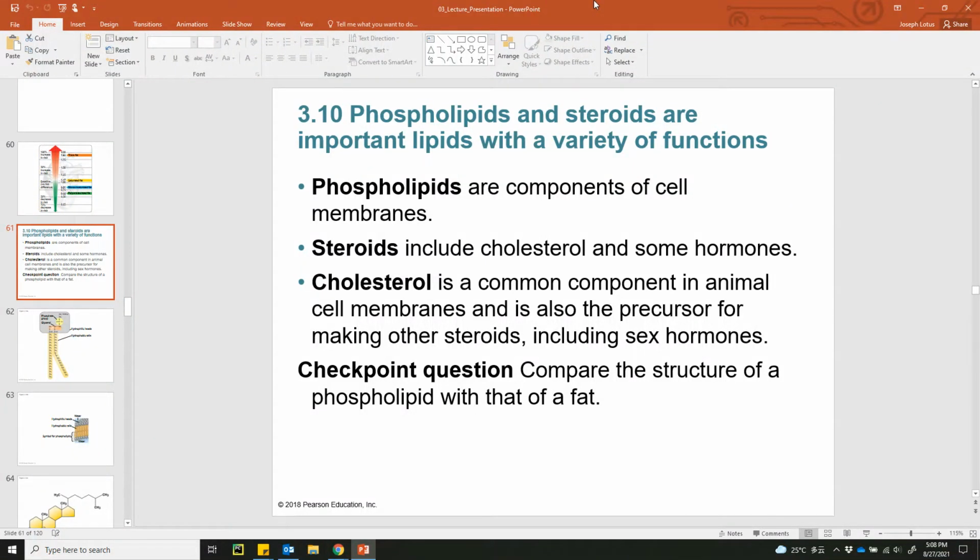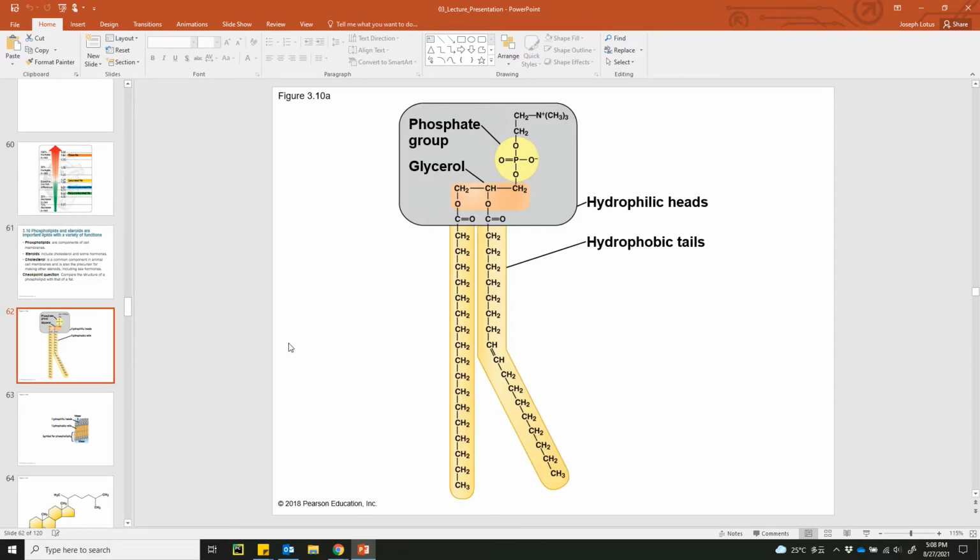There are other types of lipids as well. Phospholipids are a type of lipid that we find in all cell membranes. And here's a picture of a phospholipid. You can see that the phospholipid is in some ways really similar to a triglyceride. However, instead of having three fatty acid chains, it only has two.